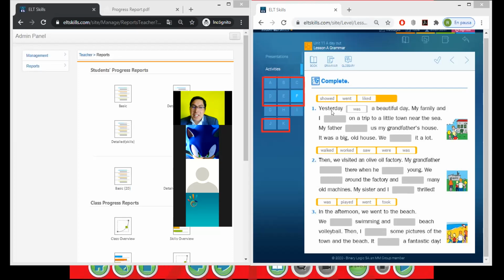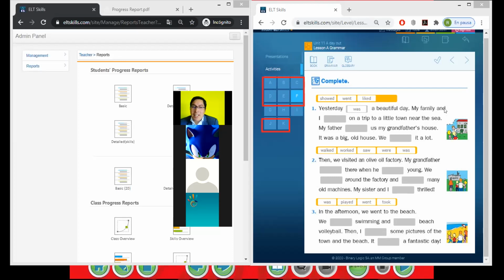Por ejemplo, si me dice, yesterday, a beautiful day. Show it. Ayer mostró un día bonito. Fui un día bonito. Gustó, porque like es eso, ¿no? Like it, en pasado. Gustó un día bonito. O was. Was es fue. Fue un día bonito. The correct is was. Yesterday was a beautiful day.